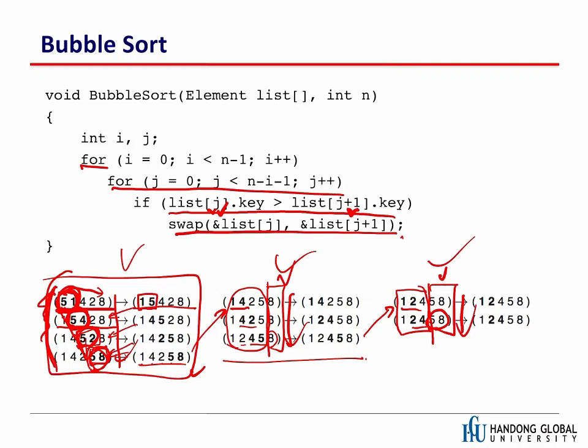So it's like selection sort, right? Selection sort and bubble sort, these two sorting algorithms are really simple, but computationally terrible.